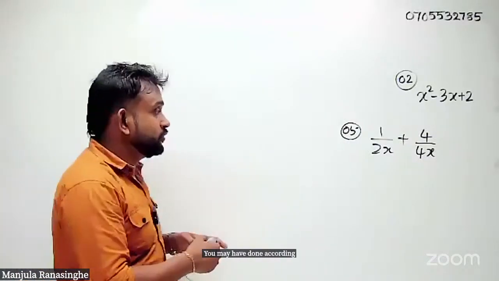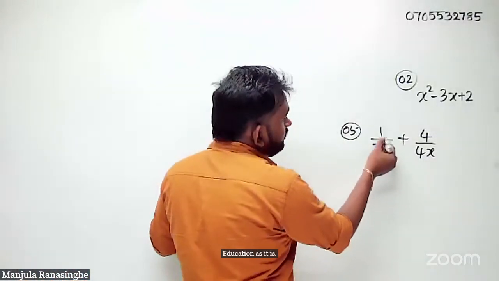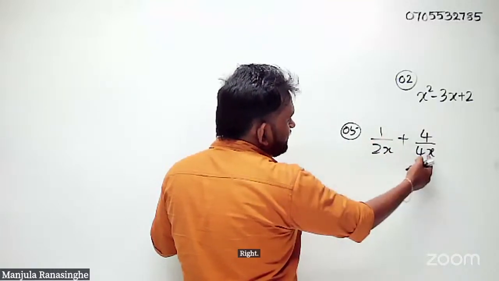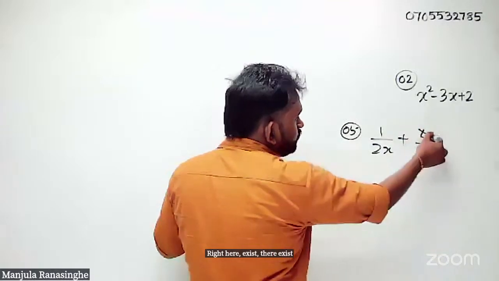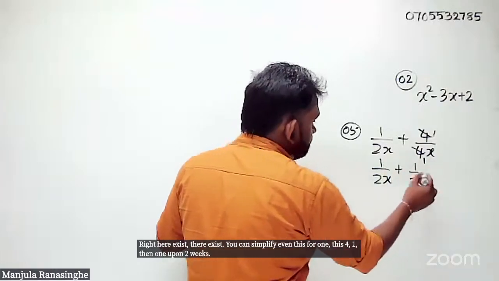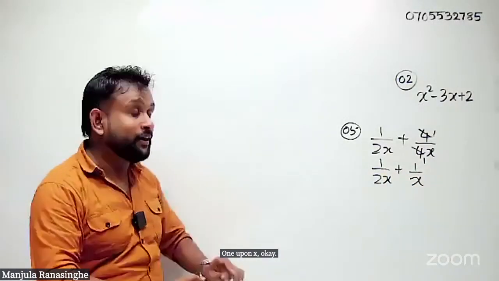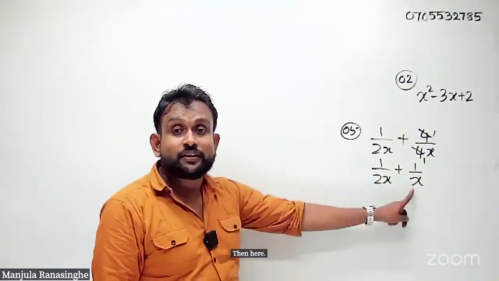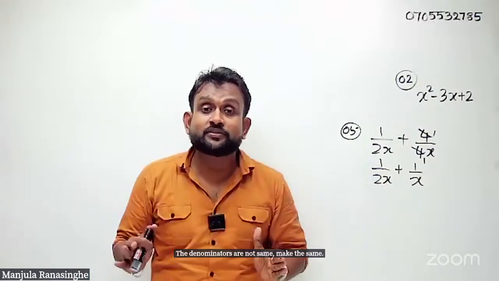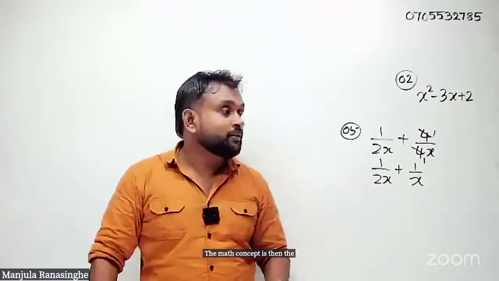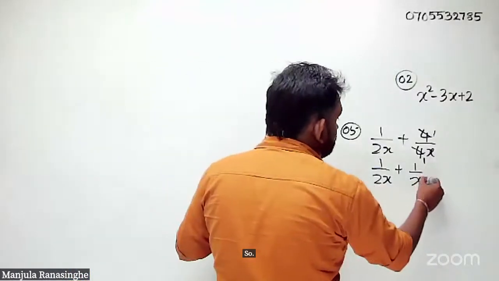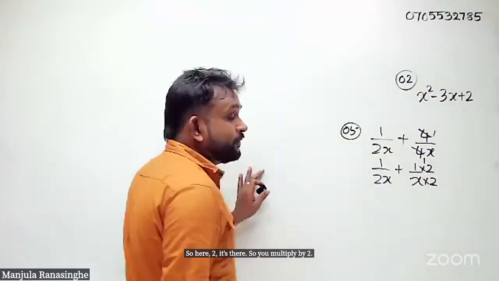So I will put the question as it is. Here x is there, x is there. You can simplify even this 4 by 1, this 4 by 1, then 1 upon 2x plus 1 upon x. Here x, here 2x, the denominators are not the same. The math concept is, when the denominators are not the same, make the same denominator.